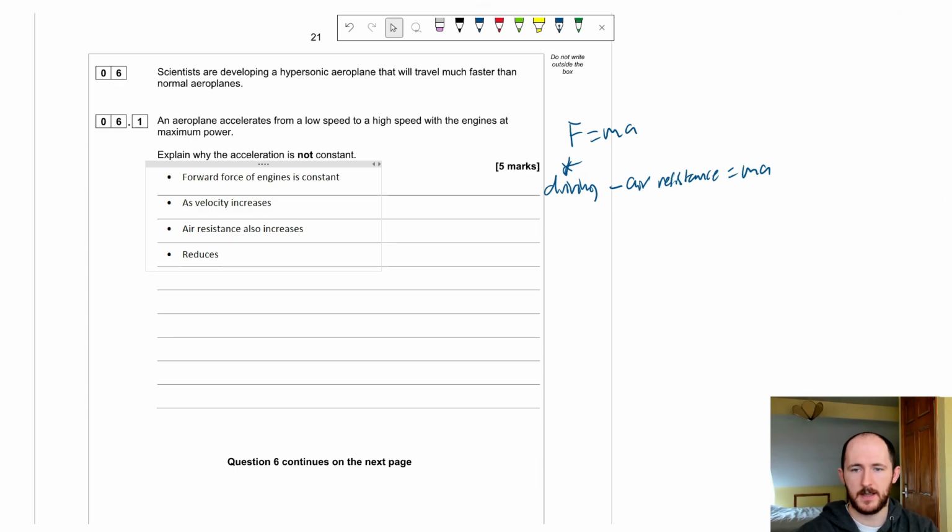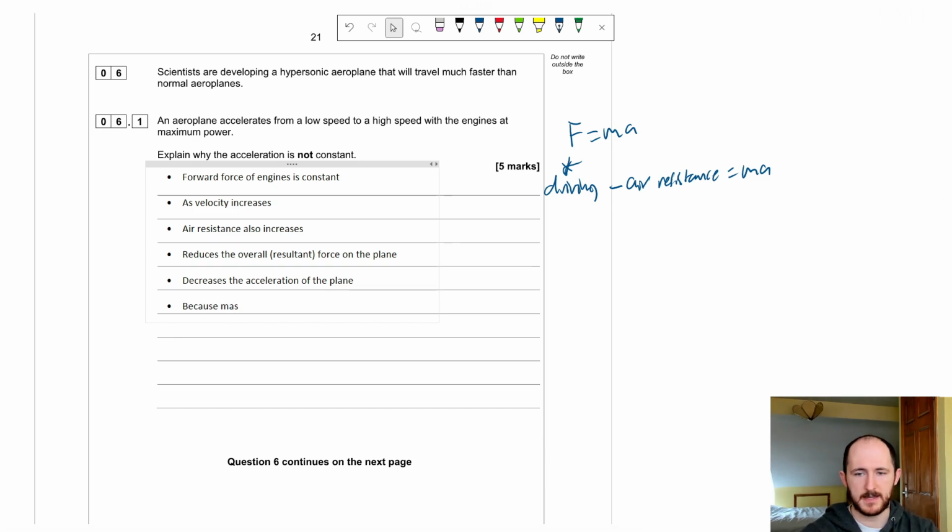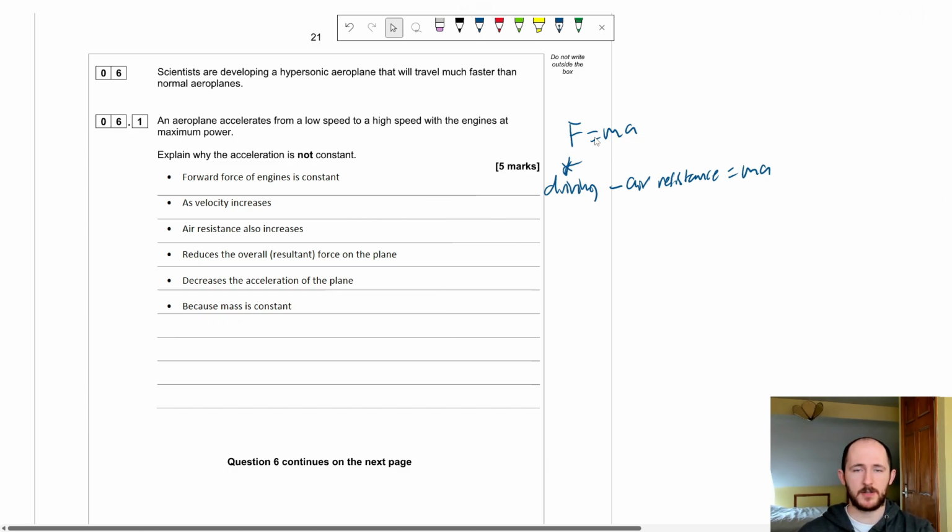This reduces the overall, resultant force on the plane, which decreases the acceleration of the plane. So, as this plane speeds up, the air resistance will increase. This means this number here, the driving force minus the air resistance, decreases, which means the acceleration decreases. I should probably add, because mass is constant, so the mass of the plane should also be constant. But yeah, that's the essential reason.